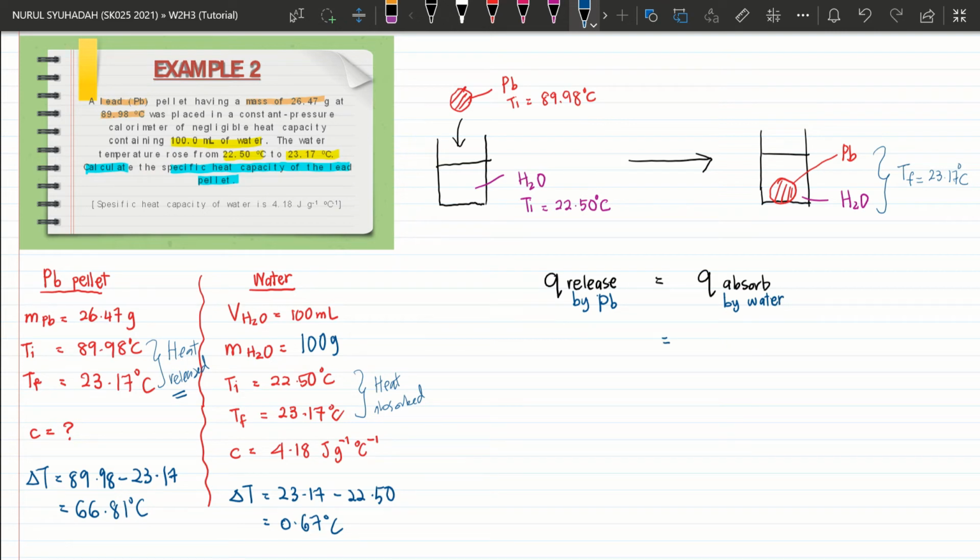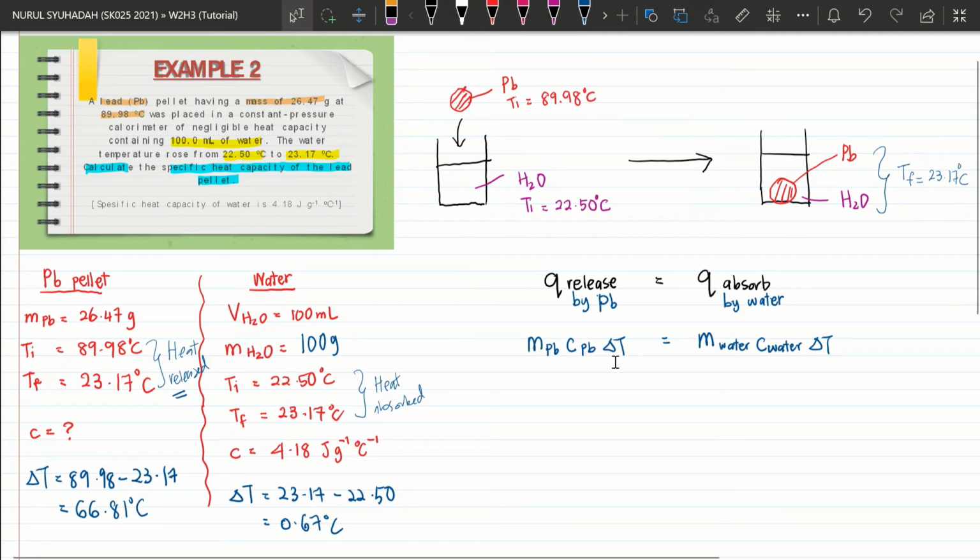Okay, then we put the information. So mass of PB, specific heat capacity of PB, and delta T. So here is mass of water, specific heat capacity of water, and then delta T for water. Okay, so once you have this equation, you can very clearly see what information you should put in.